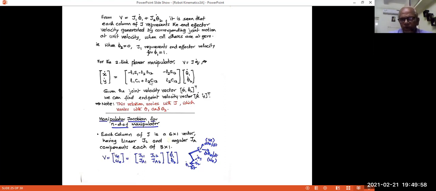At that position, what are the various joint variables that will decide the Jacobian? You need to keep that in mind. So that is what makes the velocity kinematics a little more computationally intensive. Okay, now we'll try to extend this for an n-link planar manipulator. We'll try to derive an expression for an n-link planar manipulator.